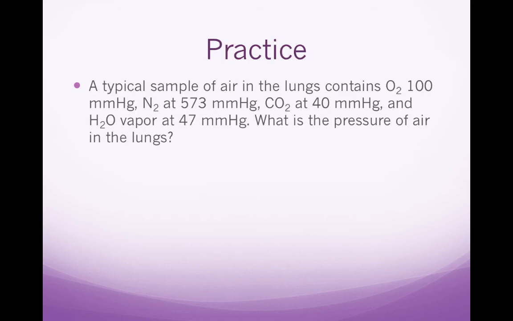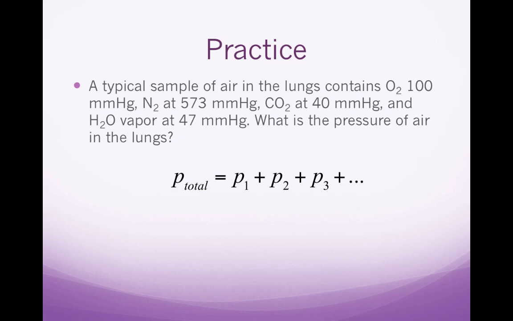So let's look at a calculation. A typical sample of air in the lungs contains O2 at 100 millimeters of mercury, N2 at 573 millimeters of mercury, carbon dioxide at 40 millimeters of mercury, and water vapor at 47 millimeters of mercury. What's the pressure of air in the lungs?